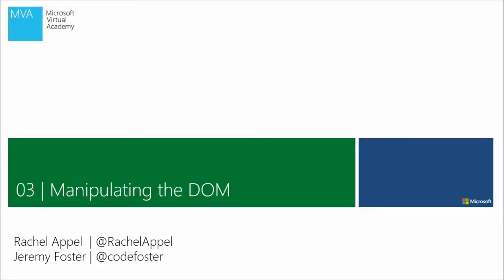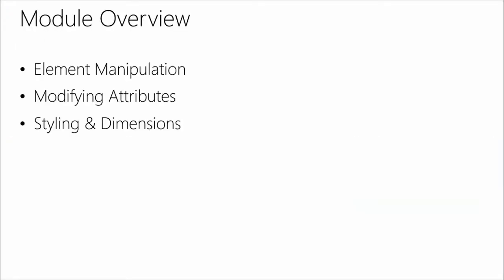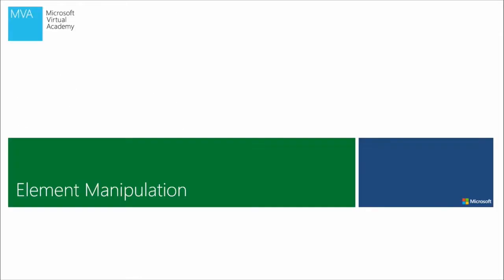Okay. So for 3, it's manipulating the DOM. And of course, once we get that element, that wrap set, we need to manipulate it. So we'll look at basic element manipulation. Then we'll do some modifying of attributes, since that's a big deal. Then we'll go on to styling and dimensions with manipulating elements.